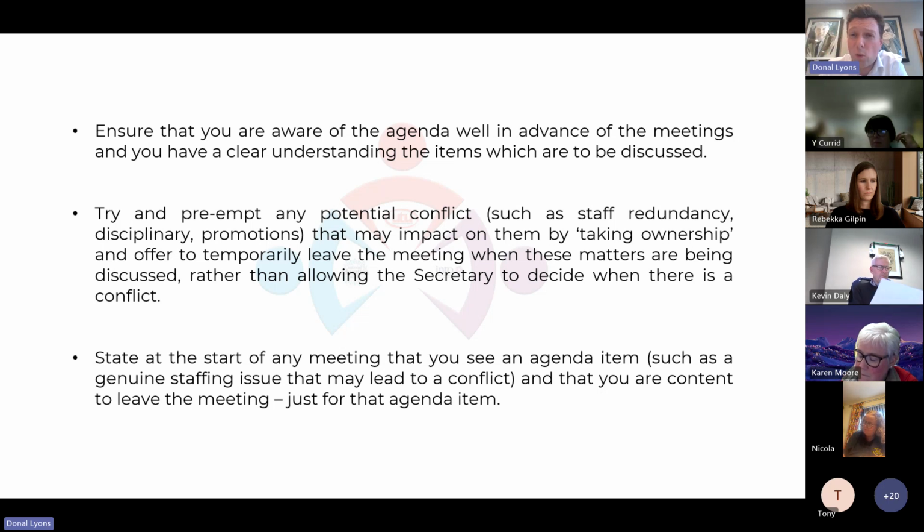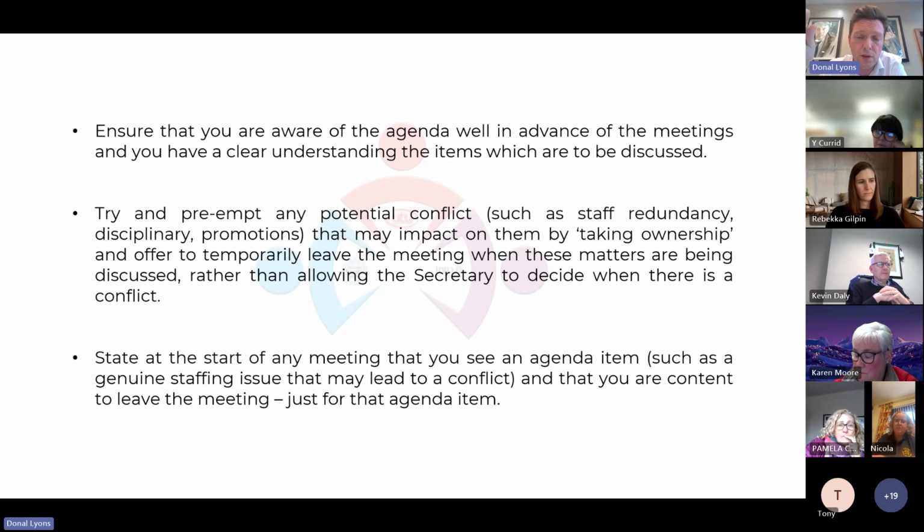By effectively taking ownership of it, right? But if you see something on the agenda that you are confident is going to be a conflict of interest for you, and that you need to declare, don't wait for the chair or the secretary or anyone else to instruct or suggest you leave. So at the very start of the meeting, highlight your intention to remove yourself for what you feel is a conflict, and make clear you're content to do so just for that agenda item.